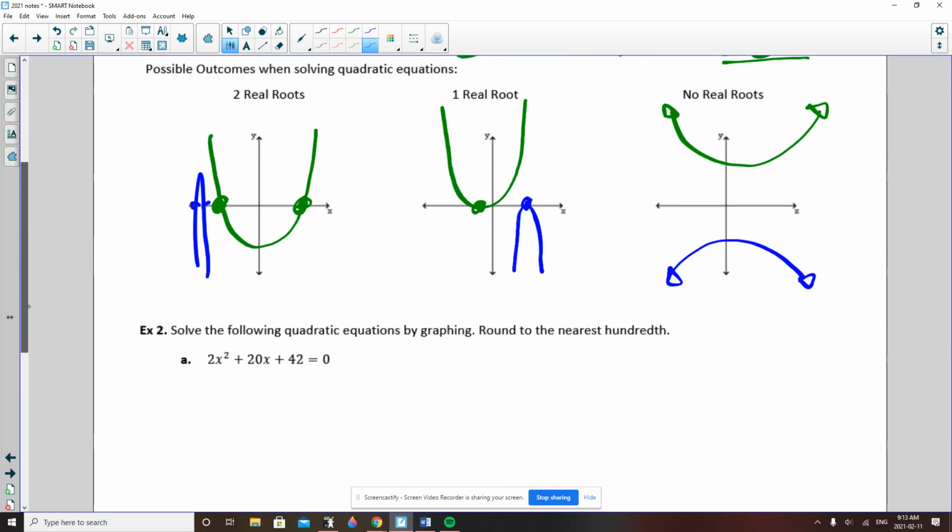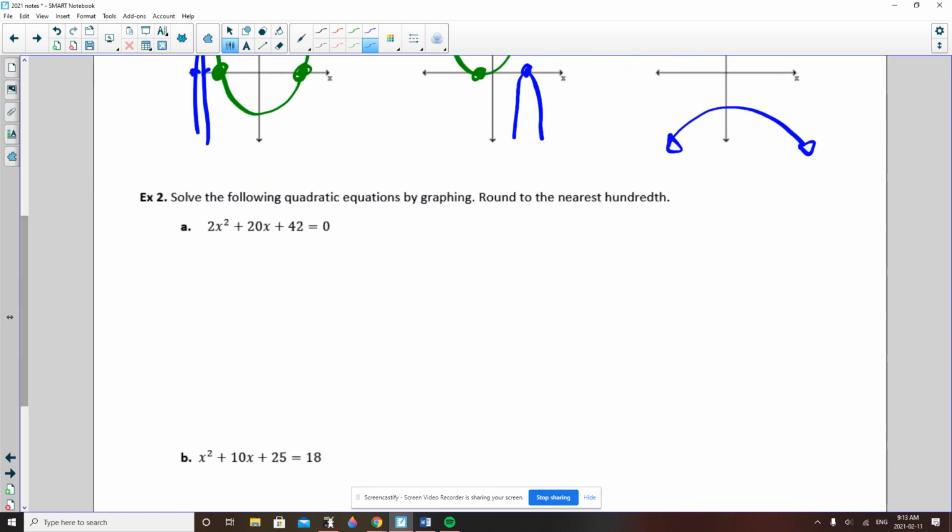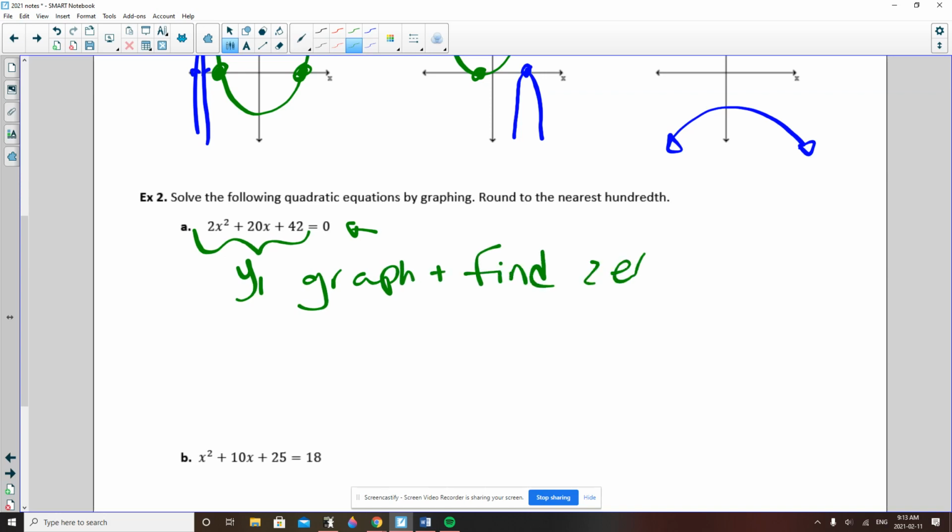Okay, so let's go look at how to solve this. It says solve the following equations by graphing, rounded to the nearest 100. Well, they actually already gave me this in zero form. I have an equation equaling 0. So what I want to do is graph this as y1 and find the zeros. So I'm looking for the zeros in this case.